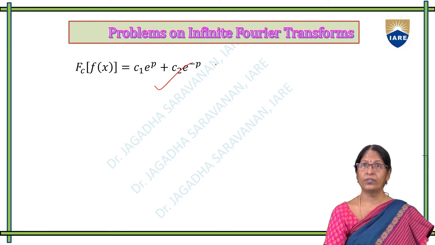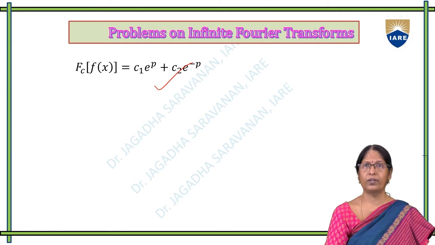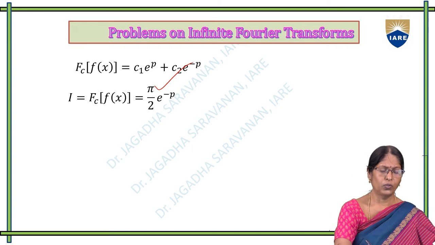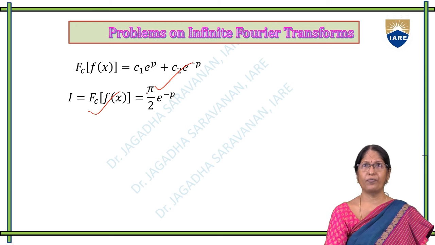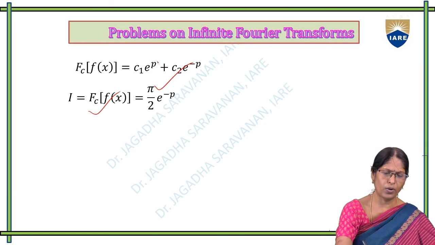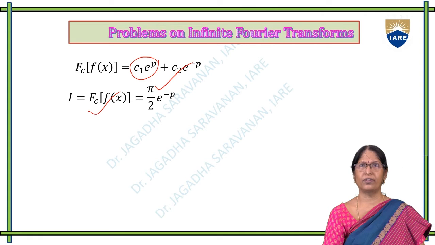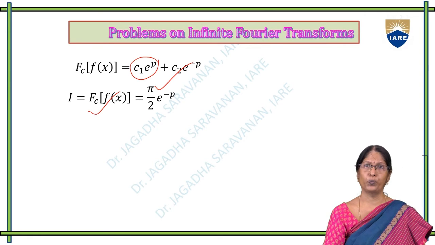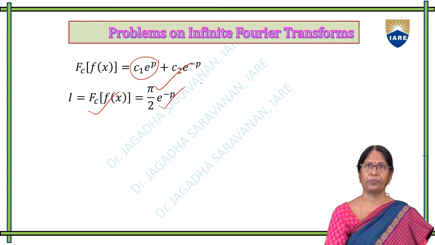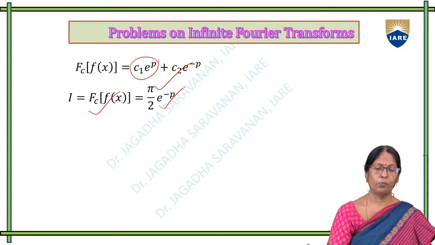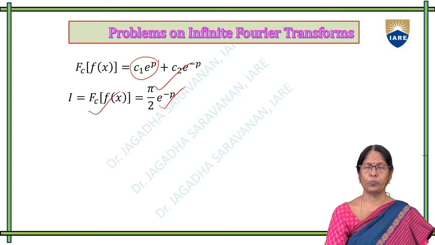So our general solution for the Fourier cosine transform of the function f of x is c1 e power p plus c2 e power minus p. Fine. So the Fourier cosine transform of the function f of x equals, we already obtained the constant c1 as 0, and c2 we got as pi by 2. That is substituted here. So I equal to pi by 2 e power minus p.